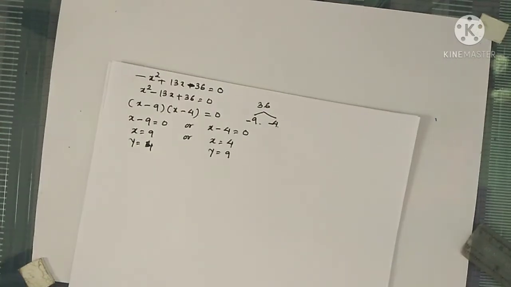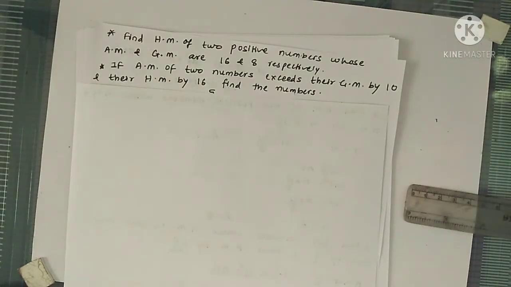Okay. So this is your today's assignment. Find the harmonic mean of two positive numbers whose AM and GM are 16 and 8 respectively. Use the relation of A, G and H, G square equal to AH. You will get the answer. And second question is, if AM of two numbers exceeds their GM by 10 and their HM by 16, find the numbers. You can use the method given in the video and you can solve this question.